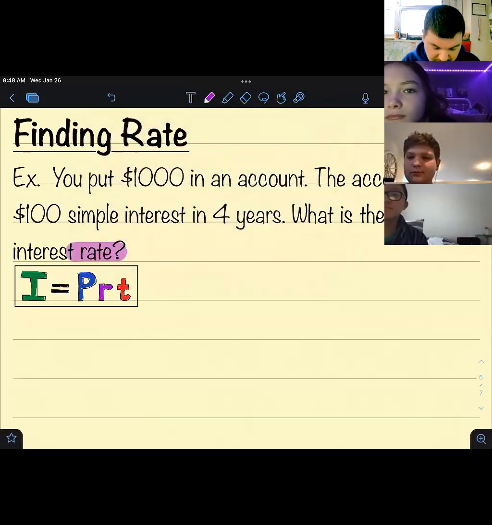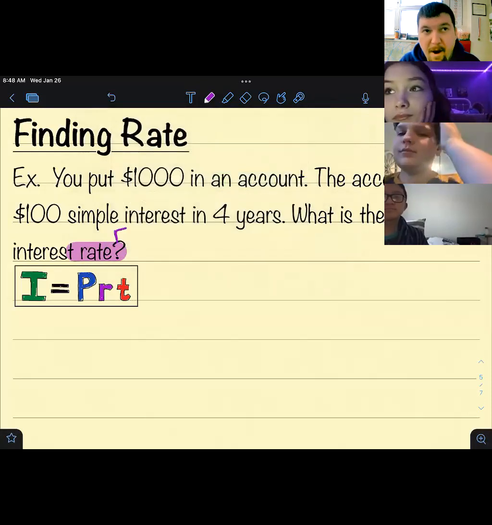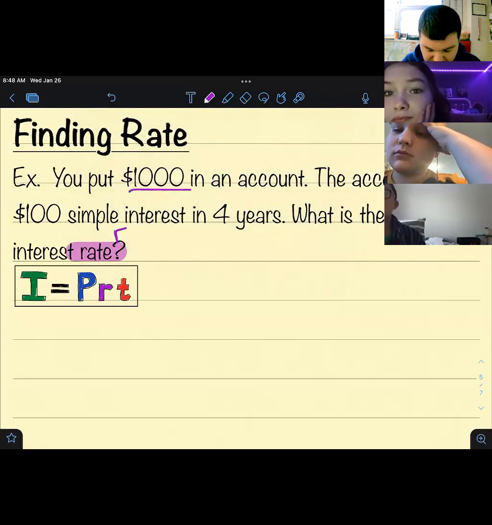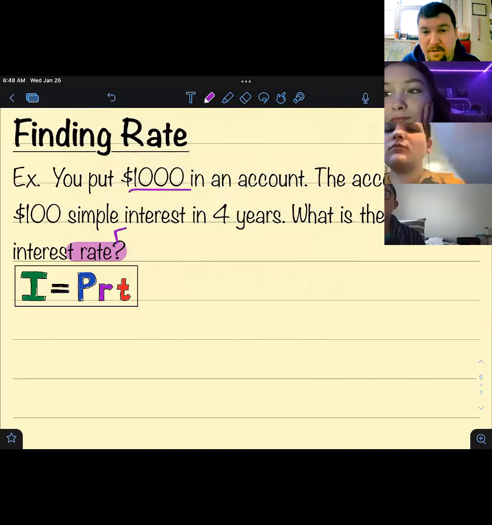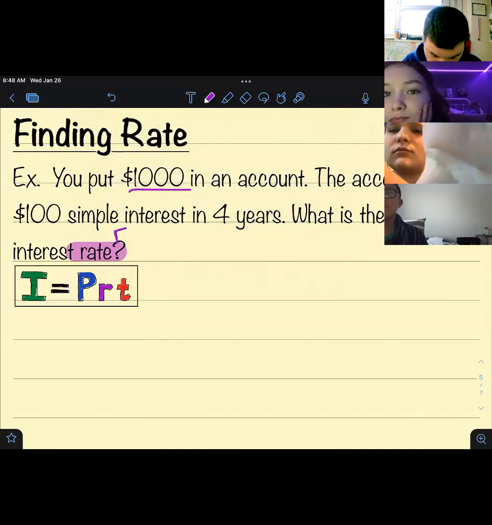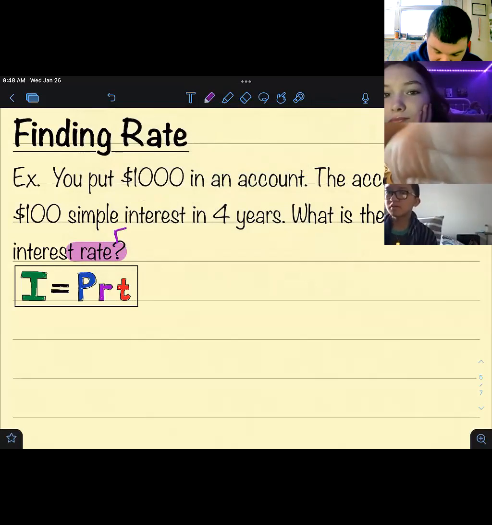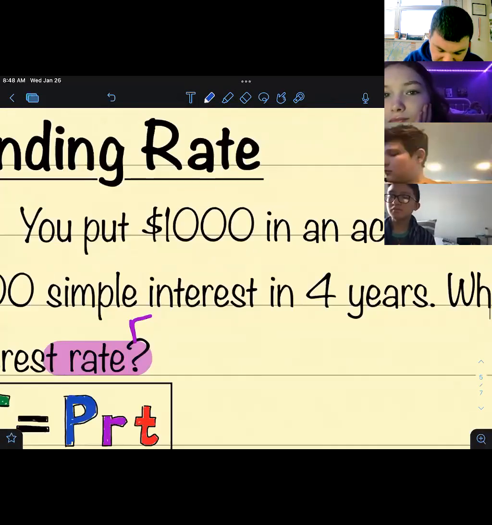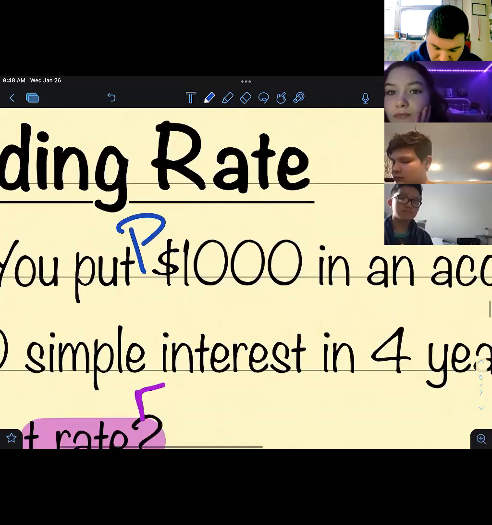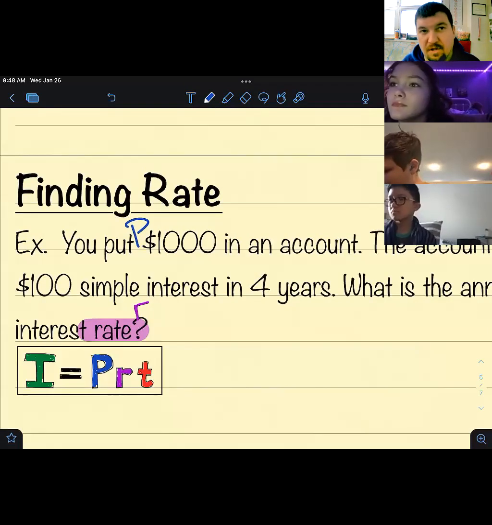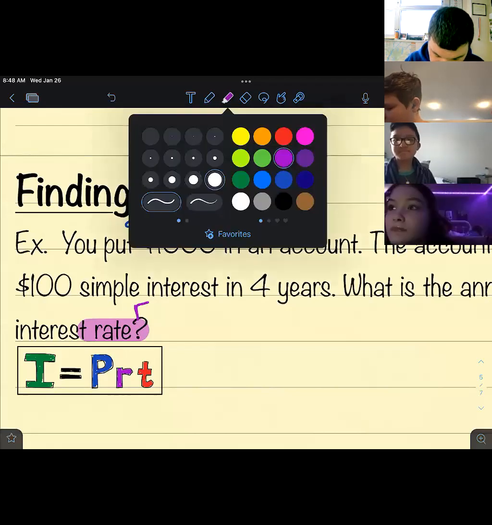So I'm not going to be able to plug anything in for R. What about the $1,000? Can someone tell me, is the $1,000 that we see here going to be your I, your P, or your T? The letter P. Nice job. Yeah, this is your principal. This is the amount you start with. The principal is always the amount that you borrow, or in this case, you're putting it into the account. It's your principal. So that's going to be our P. Good job.